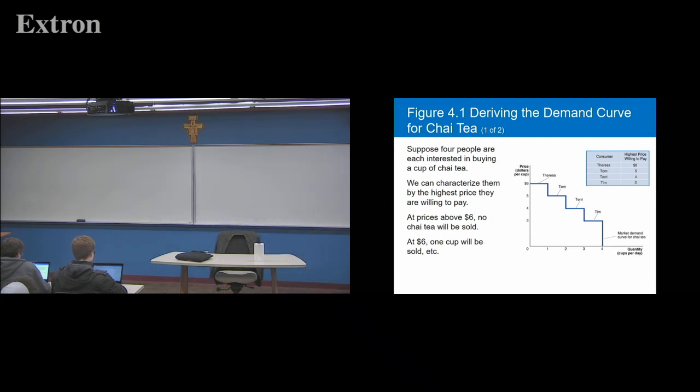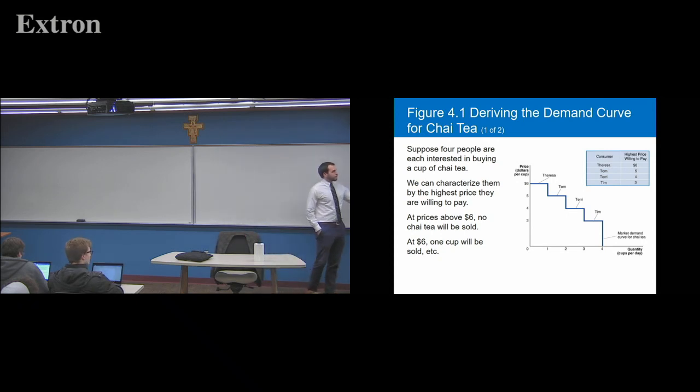So over here we have the 4 consumers and the highest price that they're going to be willing to pay. So Teresa's willing to pay $6 for tea. Maybe she's really tired and needs some caffeine. Tom's willing to pay $5, Terry $4, Tim $3. So each one is less and less willing to pay for the tea. You're getting less and less benefit from this tea.